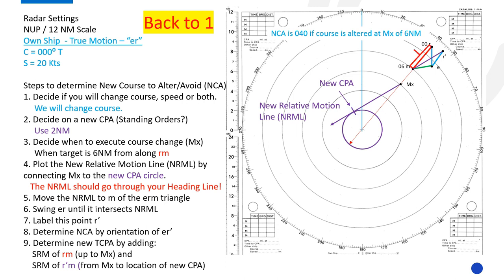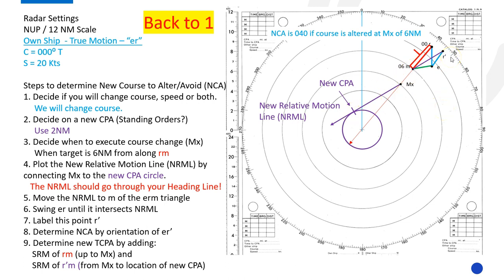Now, here is the question for you: what is the time of this new CPA? I'm going to need to go to my relative motion line to determine that, but in this case I need this relative motion line for part of the answer, and the new relative motion line for the rest. R to M was my relative motion line in the beginning up until MX, but after I change my course, there's going to be a new relative motion line. I need the speed of that for the second part, so I need to combine both of these.